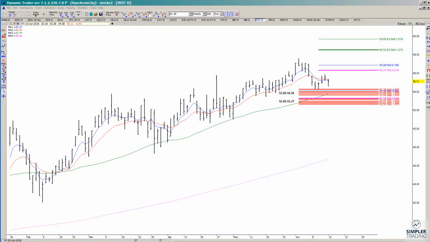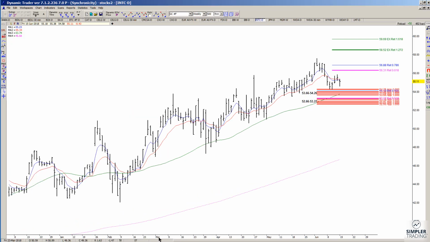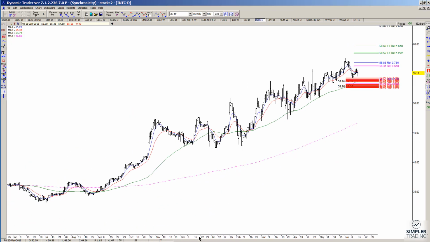Okay, so one of the setups that we had in the trading room this week was in Intel. And one of the reasons why we're looking at it, or I think it's okay, is the fact that we're clearly above the 200 simple moving average. We're also above the 50. The overall pattern is a bullish pattern of higher highs and higher lows.